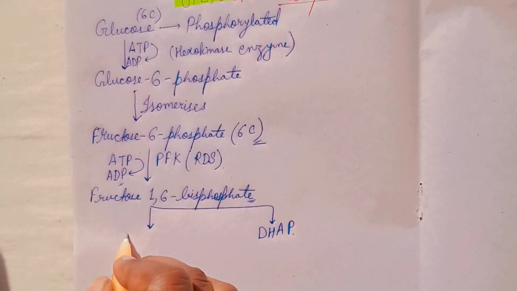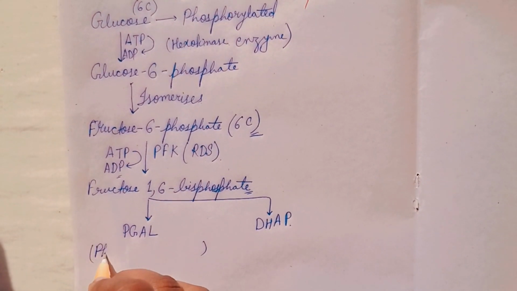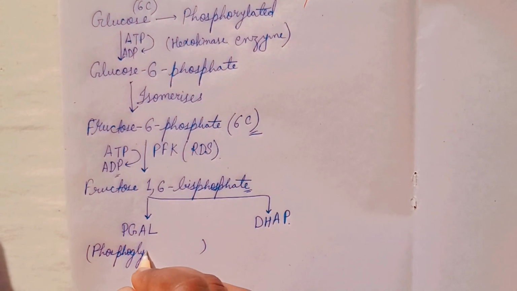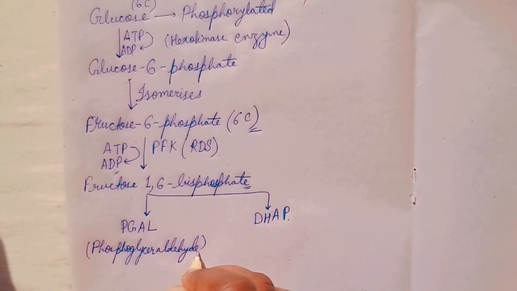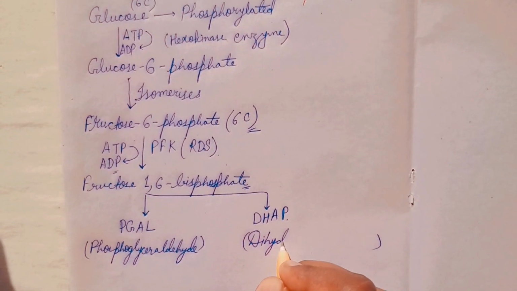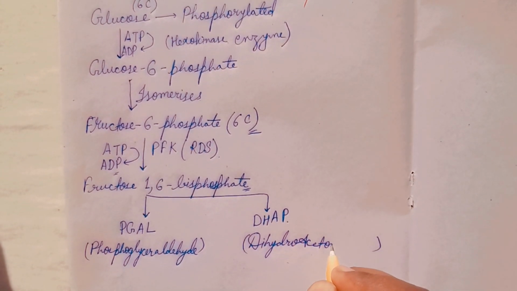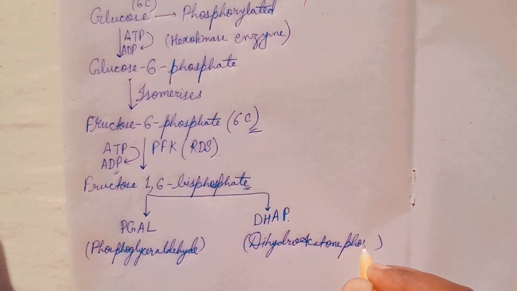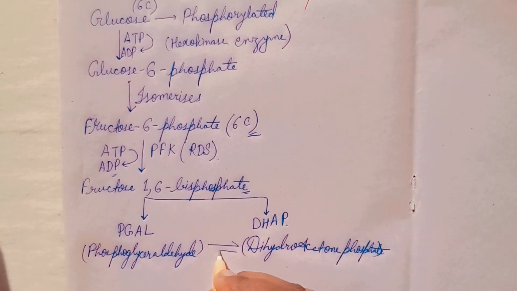The full form of PGAL is phosphoglyceraldehyde, and the other compound, which is DHAP, the full form of it is dihydroxyacetone phosphate. After this, the DHAP compound will convert into PGAL, and we will get two PGAL compounds.